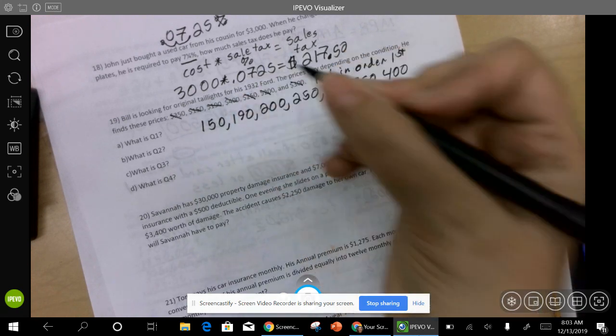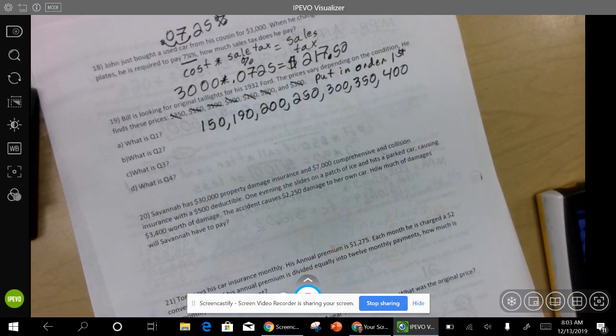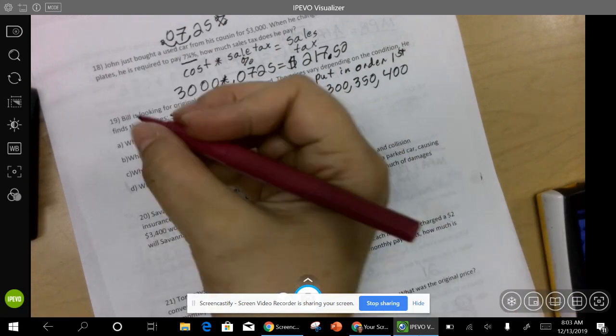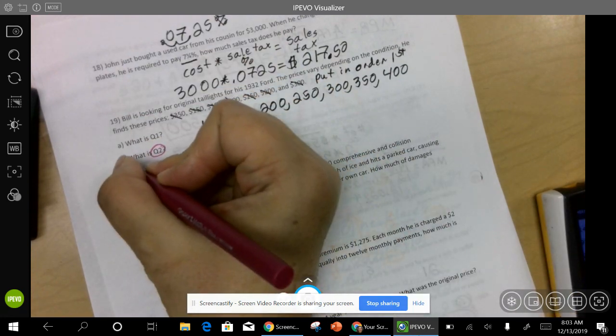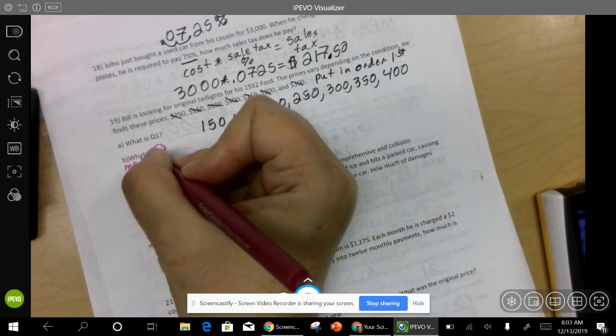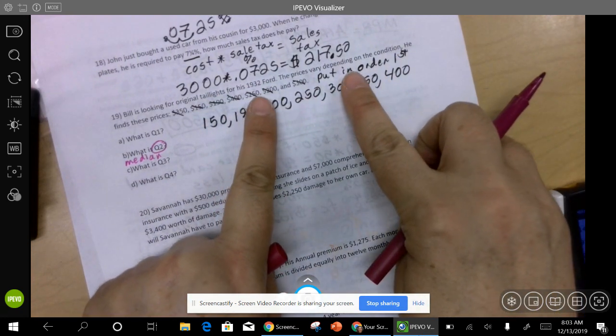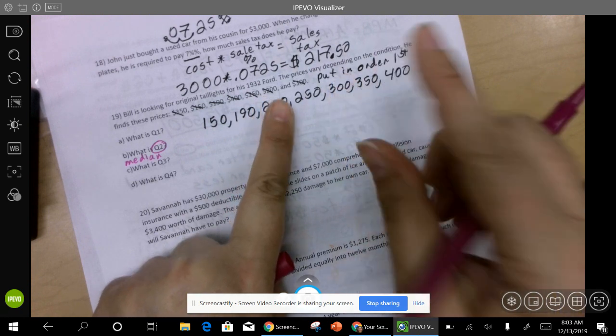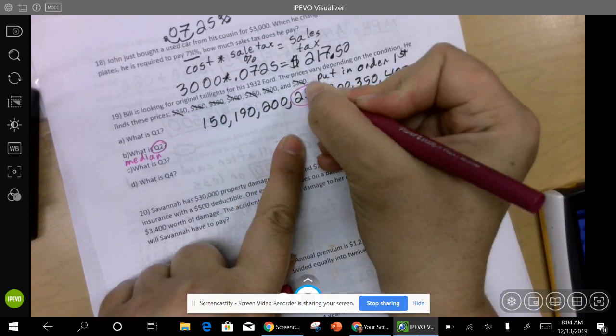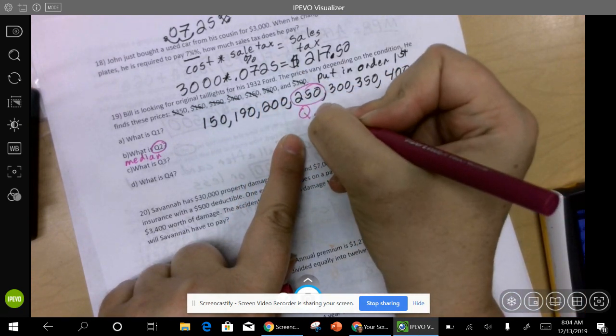and 400. Okay, so I'm going to find Q1, Q2 first. Okay, everybody remember that's the median, the middle. So 1, 2, 3. Okay, so 250. Okay, everybody, that is Q2.